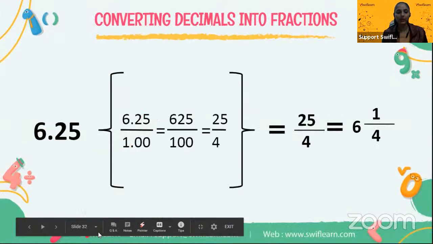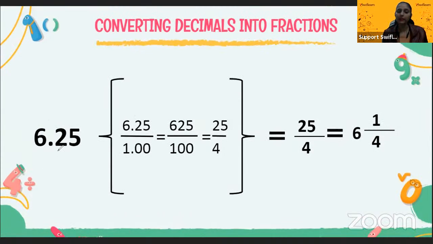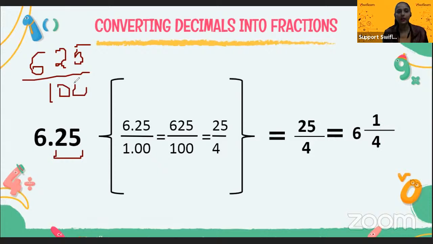See, we are having 6.25. 6.25 is having how many decimal places? 2 decimal places, right? So I will again write without considering the decimal point. I will write 625 upon 100. So again, if you notice, both are ending with 5 and 0, right? If they are ending with 5 and 0, it means they are multiples of 5. Again, I can divide it by 5. Okay, so let's divide it by 5.